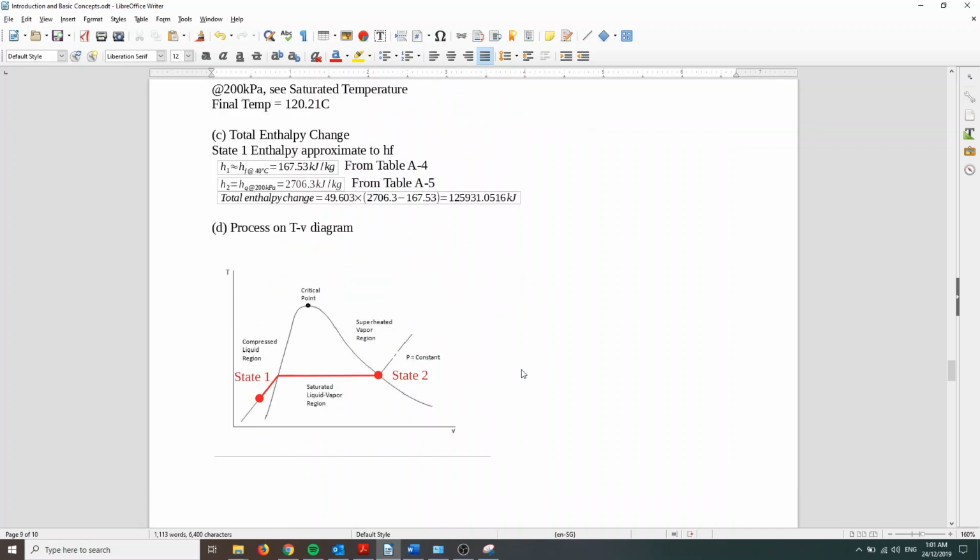If we plot the process on a T-v diagram, we know that state 1 is compressed liquid, so it's somewhere down here, and then state 2 is right here. So the process goes from here to here. Alright, so that's for question 2.